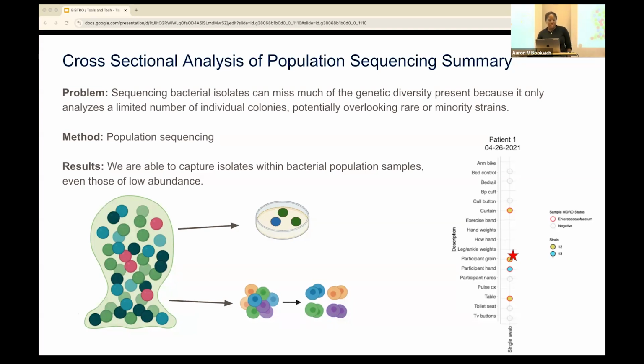And so really this population sequencing, in contrast to isolate sequencing, saves money in terms of you don't have to do as much capturing or surveillance in the hospital taking samples. You don't have to do as many culturing steps and things like that. It's just about how you delineate it computationally.